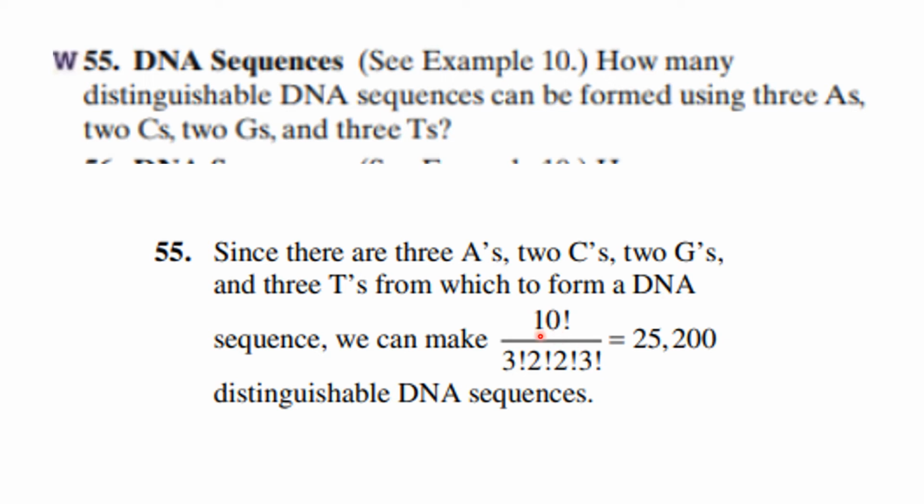Okay, so we use our formula. Now we have 3, 2, 2, and 3. So that's what we have down here. We have the factorials. This is our formula, and we get a little better than 25,000 distinguishable DNA sequences.